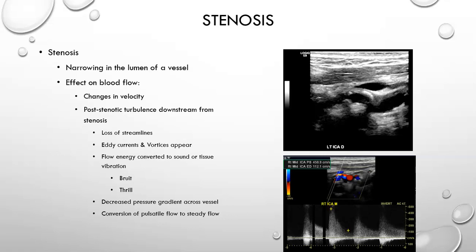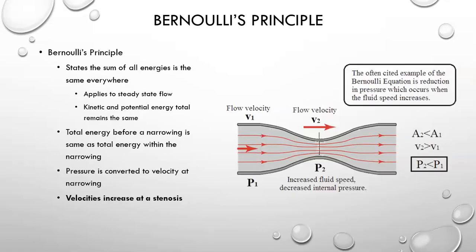And there ends up being a decreased pressure gradient across the vessel. So the pressure will actually drop, and you also end up with a conversion of normal pulsatile flow to steady flow. This is due to the actions of the blood going through a narrowing. What happens to blood going through a narrowing is determined by what we call Bernoulli's principle.